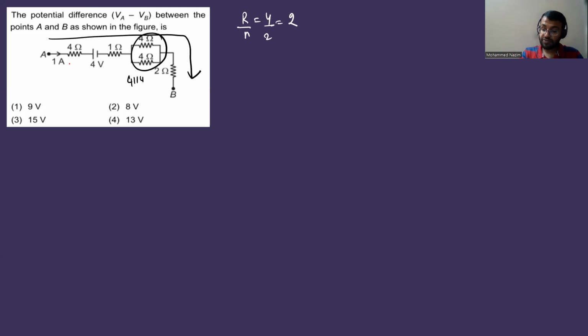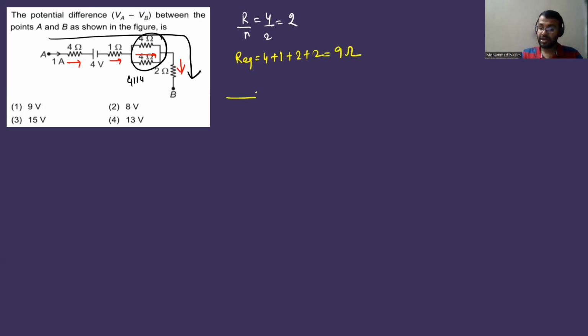this 4 ohm, this 4, this 1, this 2, and this 2 all are in series because it's just one path. So what will you do? You'll find the R equivalent. What is the total resistance? 4 plus 1 plus 2 plus 2. 2 plus 2, 4, 4 plus 4, 8, 8 plus 1 is going to be 9 ohms.